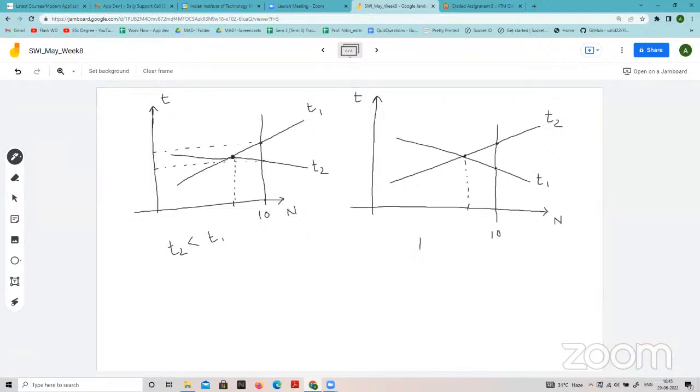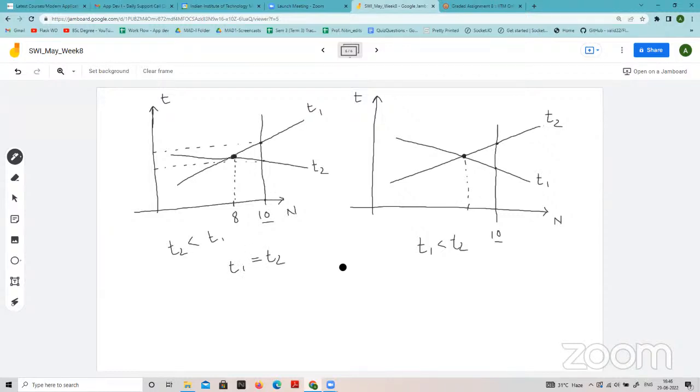So in this case, what will happen? T1 is less than T2, right? All right. And now this was 10, right? Now let us consider what is happening at this point where they are actually meeting. Let's say this point is 8, because I've drawn 10 after that point. So consider this point to be point 8. What is happening at point 8? T1 is equal to T2.